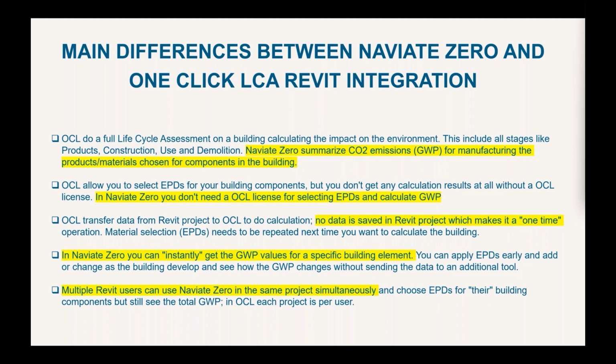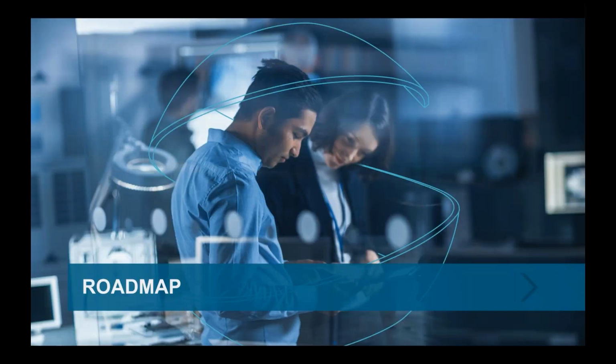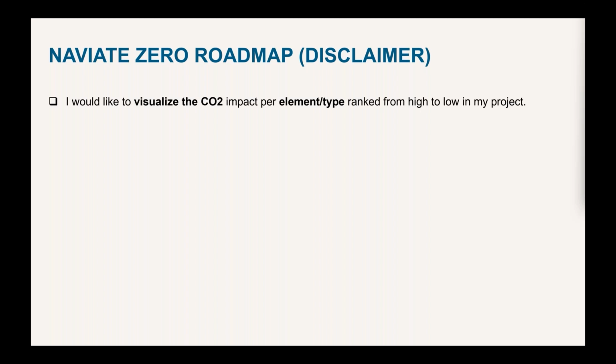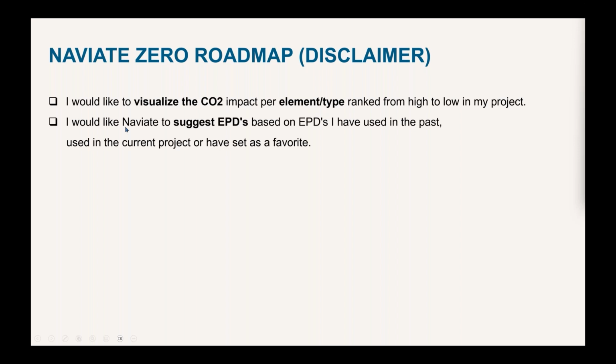We have the MVP aimed to be released summer 23, but we have, of course, seen different needs that we need to add to the product going forward. And we have some ideas on what we need to do based on feedback from customers already. So customers would like to visualize the CO2 impact per element and type, ranked from high to low in the project, in an efficient way. And here comes the AI discussion, making Naviate Zero even smarter. Based on your location, previous behavior, what you have chosen before, we suggest to use these EPDs or these values. That's something we consider doing going forward.